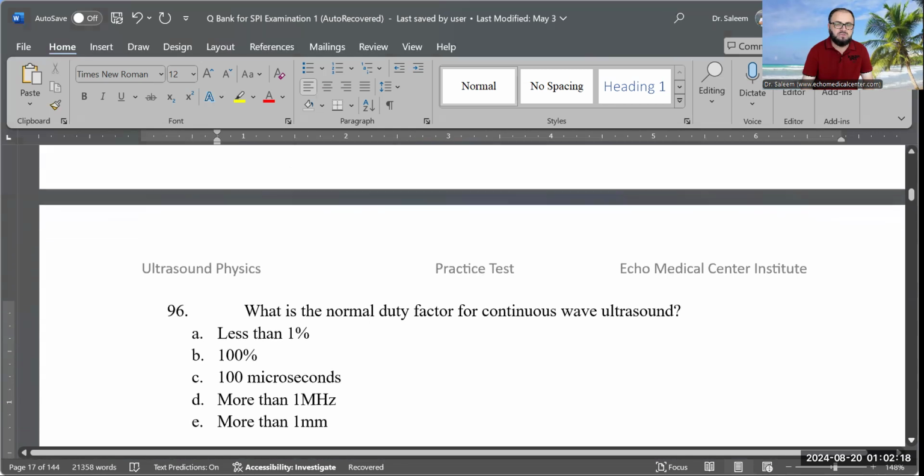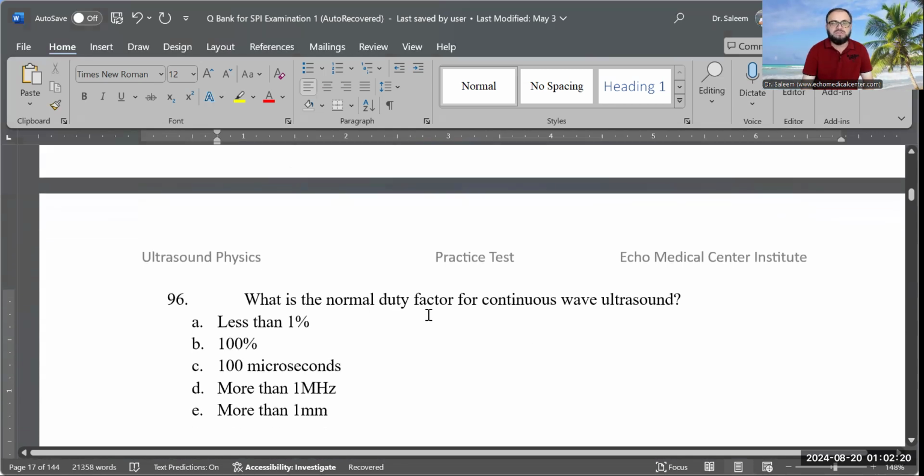All right, now the next question. What is the normal duty factor for continuous wave ultrasound? Less than 1%, 100%, 100 microseconds, more than 1 megahertz, or more than 1 millimeter? What do you think? Exactly, you're right. It's 100% for continuous wave ultrasound.